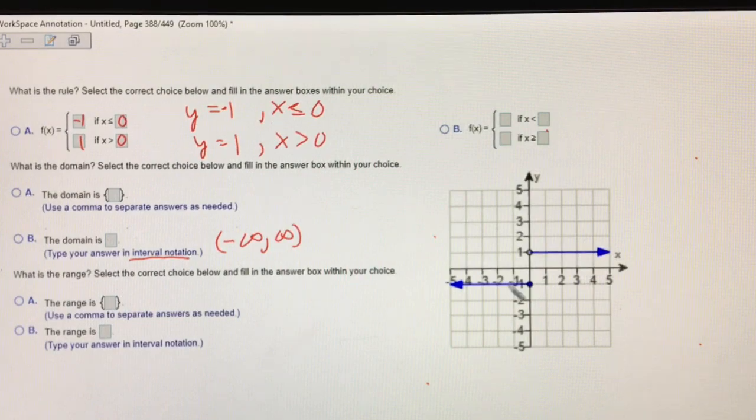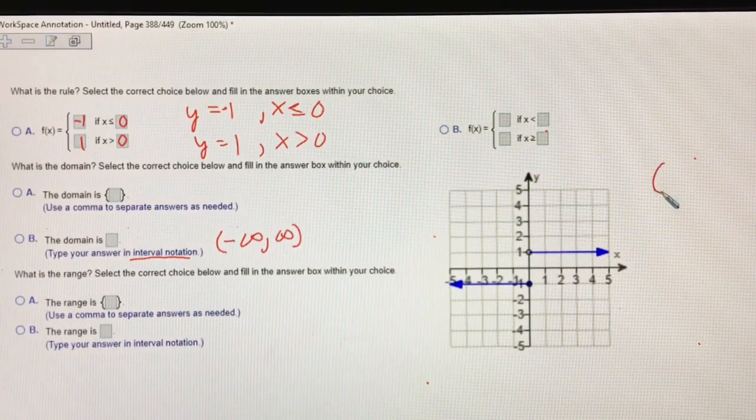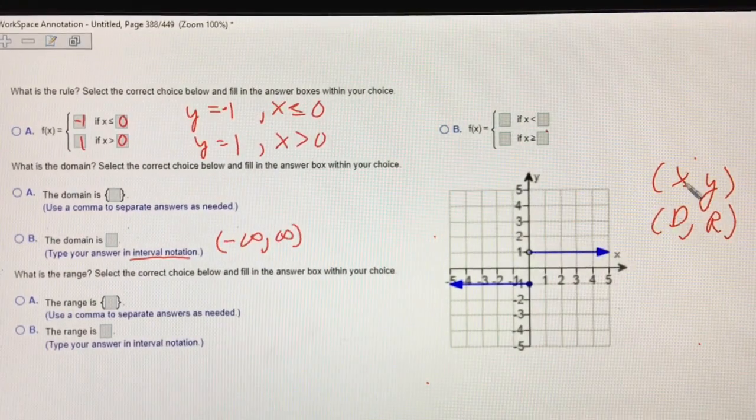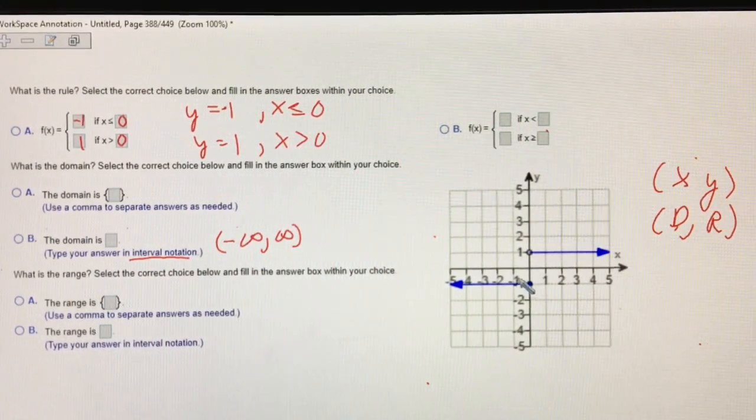The range, however, there's only 2 y values for the range. Remember, x comes first in the alphabet, so x represents the domain because D comes before R in the alphabet. Domain, range. Domains are the x values, the range are the y values. Now the y values are only -1 and 1. So we put it in these braces, and you use a comma to separate our answers. So it's going to be -1 and 1.